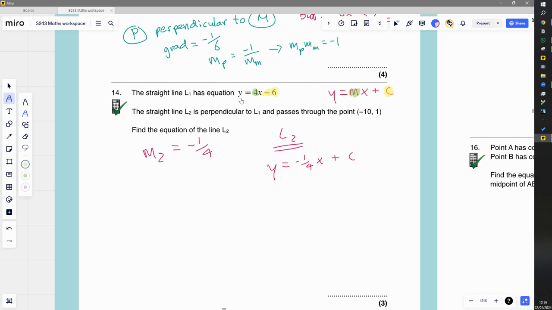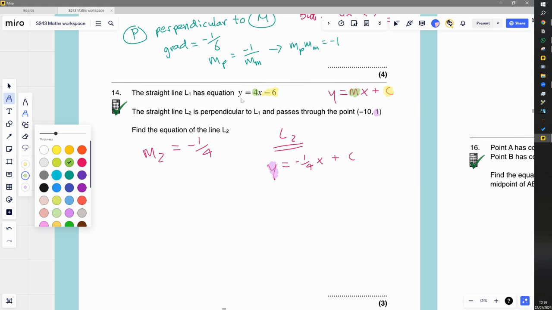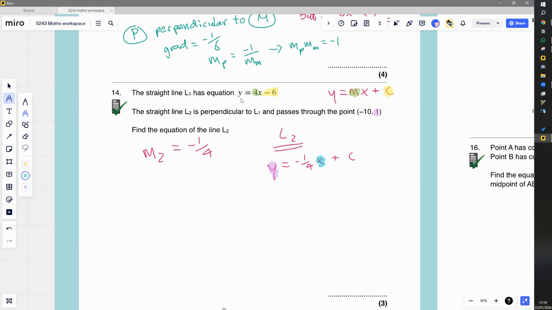So let me use a couple of other colors now. There's our value for y, and let's use blue for x. There's our value for x. So what we can do is put these numbers into that equation. So we can say that 1 is equal to -1/4 times -10 plus c. So now we have an equation with just one unknown value, right?